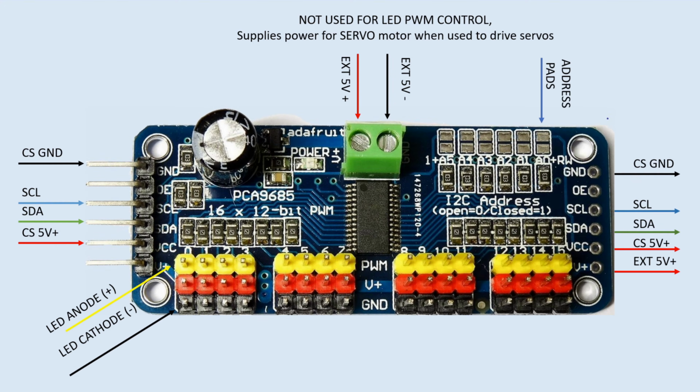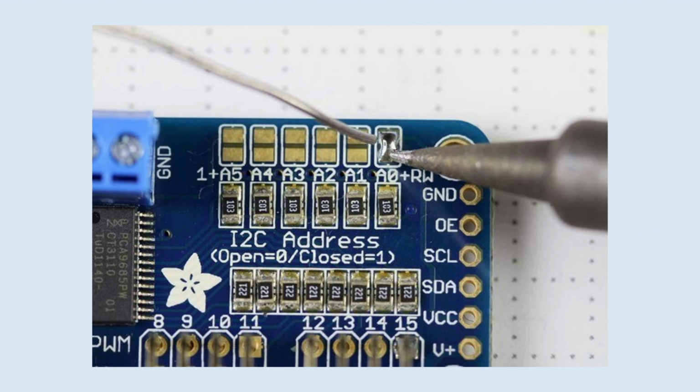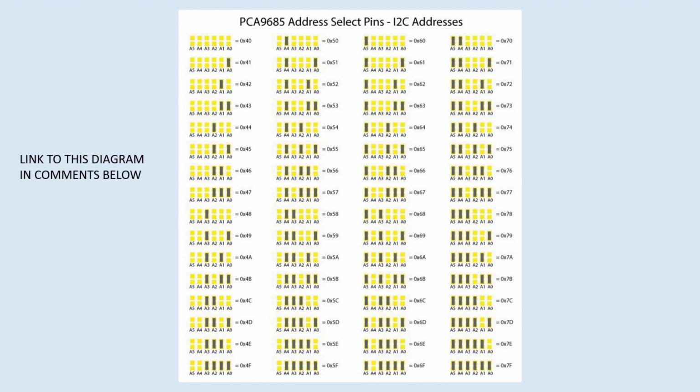All right, so these are the address paths. This is how we use the I2C addressing for the boards. You can see there are 6 sets of paths, and we do it by putting a glob of solder on the paths, between the 2 paths for each address pin. You can see these are open, these are blank, and this one is connected for that first path. The addressing is here, and I will put a link to this in the comments below so you can get this and have it available.